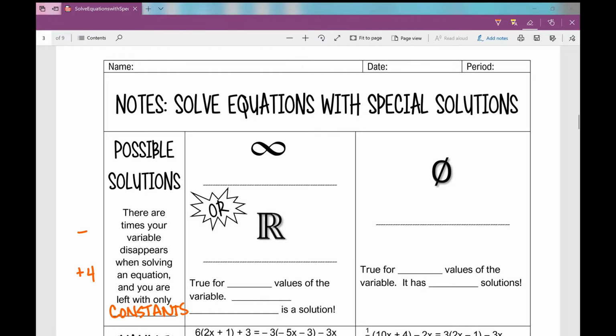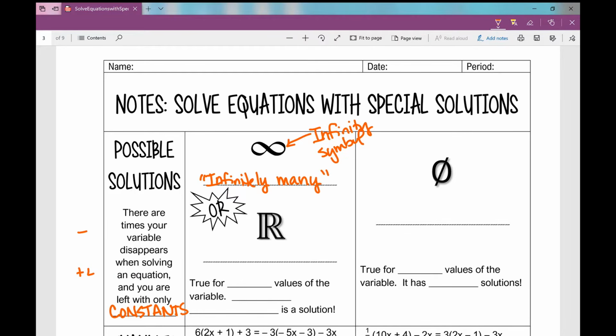So the first possible solution that you can get is infinitely many solutions. So we have this symbol right here. It's the infinity symbol. And this is one of the things I love about math: there's shorthand, there's symbols. We don't have to write infinitely many. There are infinitely many solutions.